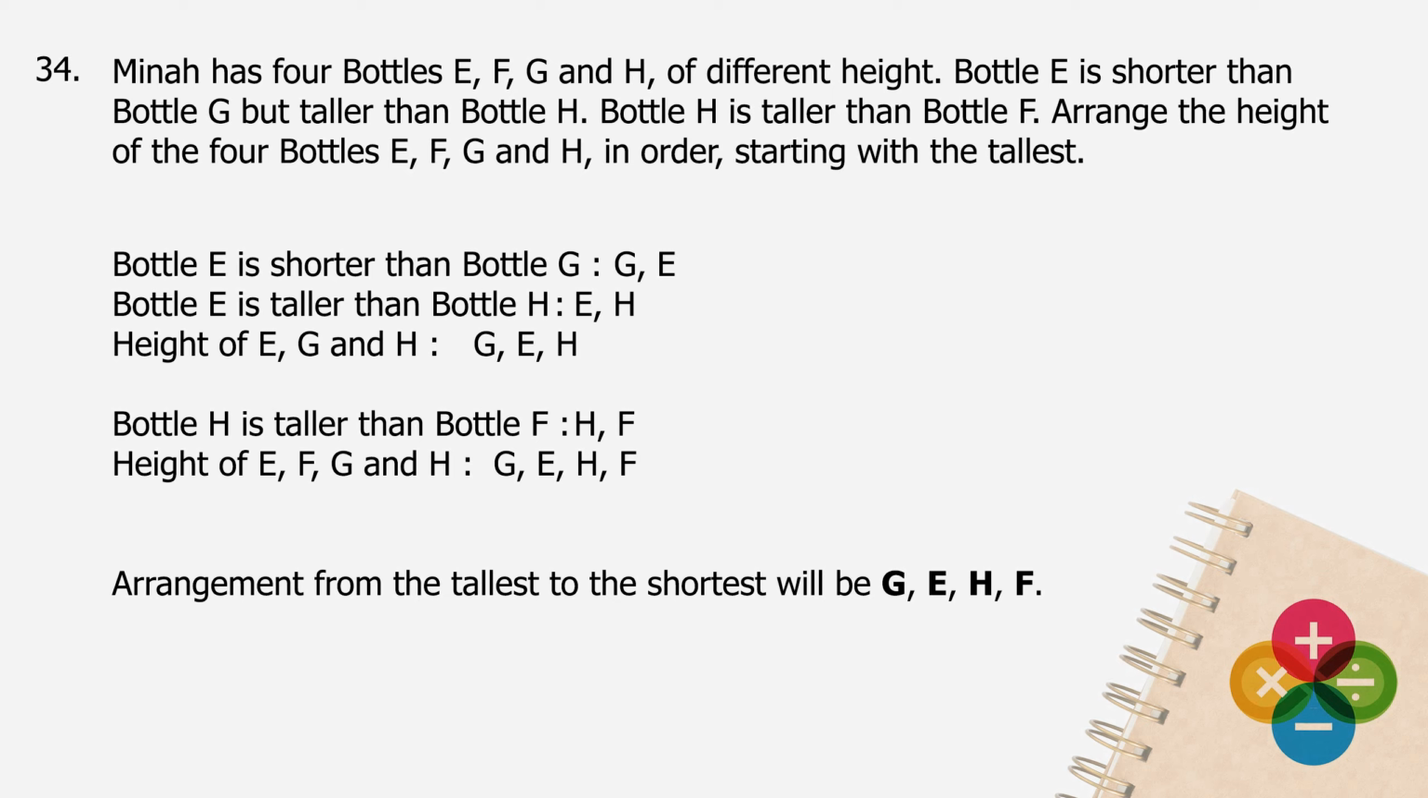Bottle H is taller than bottle F, and the arrangement will be H followed by F. The arrangement of E, F, G, and H will be G followed by E, followed by H, and followed by F. Arrangement from the tallest to the shortest will be G, E, H, F.